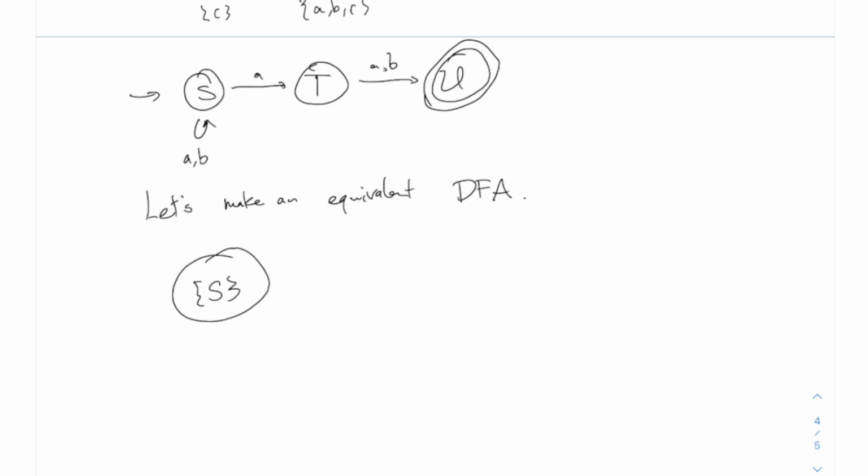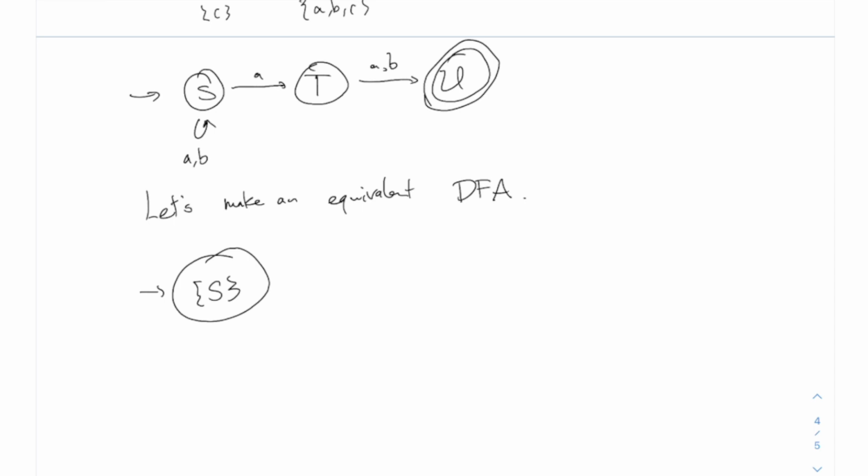I'm going to write the set containing S. Not so important. That's just the name of the state. So, really you can call the states whatever you want, but it represents a set of a single element, a subset. Okay, let's draw the arrows then.